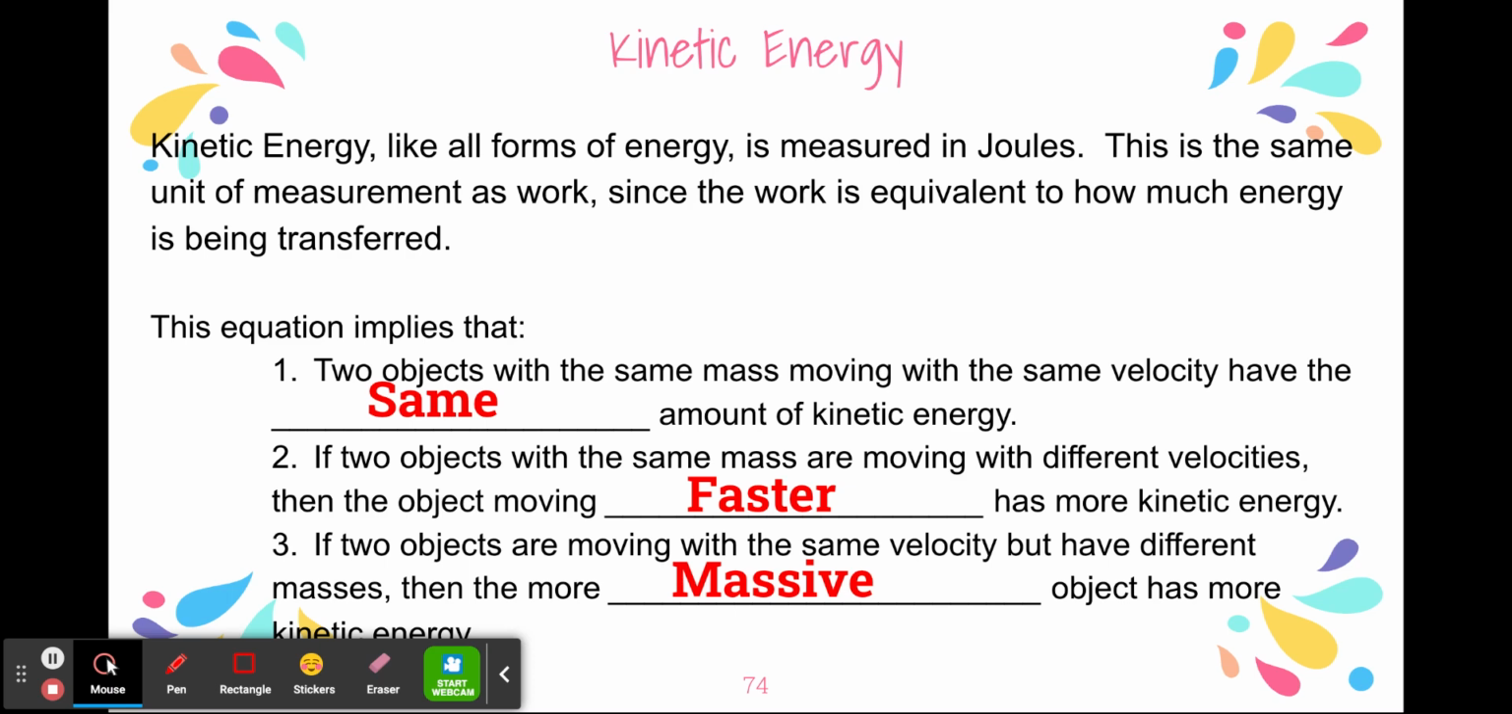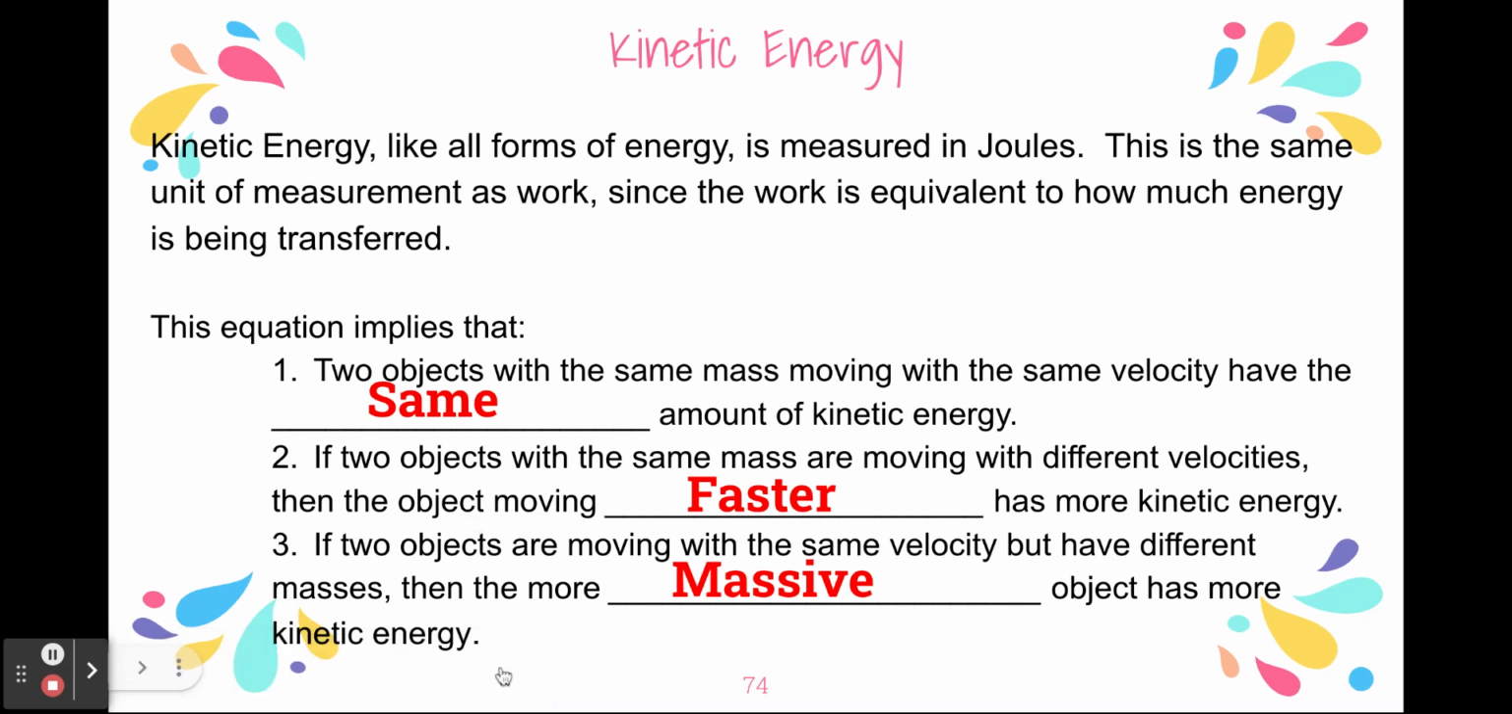This is the same unit of measurement as work, since work is equivalent to how much energy is being transferred to something. So this equation implies that two objects with the same mass moving with the same velocity have the same amount of kinetic energy, whether they're different objects or not.